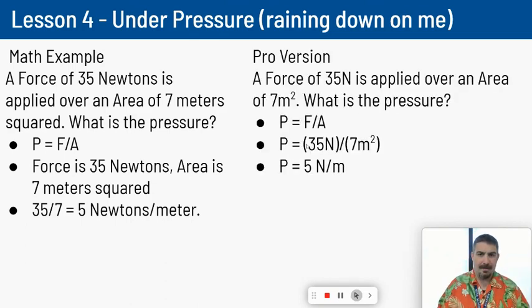Okay. Here's the pro version where we write it all fancy. A force of 35 newtons, that's how we write it, much shorter, easier, faster, is applied over an area of 7 meters squared. What's the pressure? So P equals F divided by A, P equals 35 N divided by 7 m squared. In physics, we often write our variables in parentheses because there's a lot of units and things like this floating around, so it makes it a lot easier to keep this straight in your head. And we get 5 newtons per meter squared.